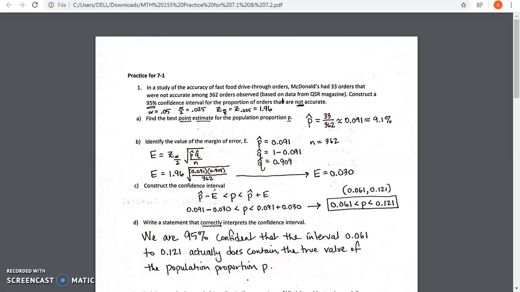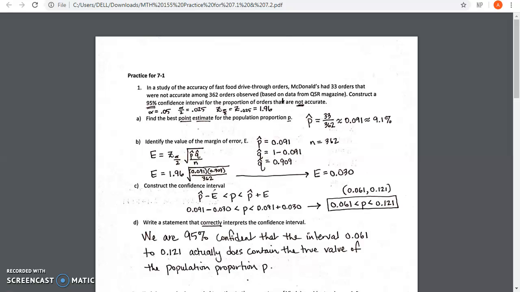Hey guys, I had a question about section 7.1. So what I thought I would do is walk you through the practice problem that I put on Canvas, worked out for you. I wanted to go through one of these, so maybe it'll help you understand confidence intervals.